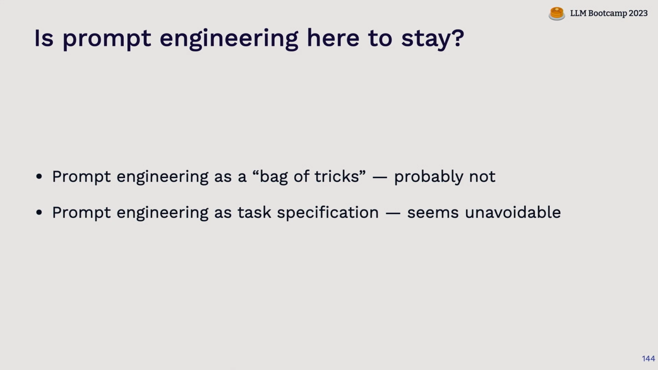But there's another way to think about prompt engineering, which is as task specification. How do you precisely define exactly what you want the model to do when it's faced with novel inputs? To me, that piece seems pretty unavoidable. Even if you had AGI, like your smartest friend, and you wanted them to do a task they'd never done before, you'd still have to describe what you want. Otherwise, they might do something in a way that makes sense to them, but isn't actually what you asked for. So that piece seems unavoidable.